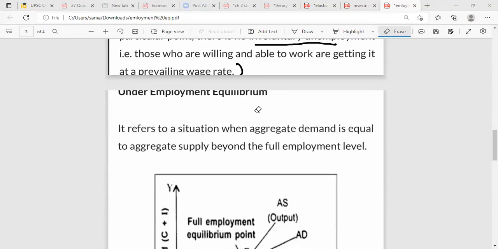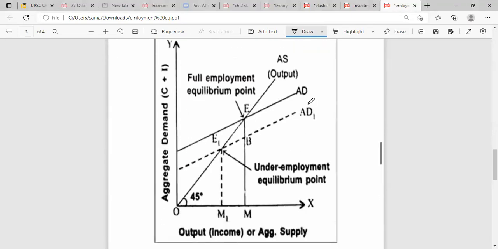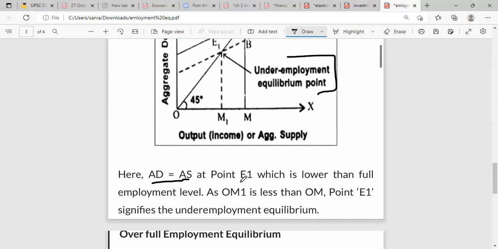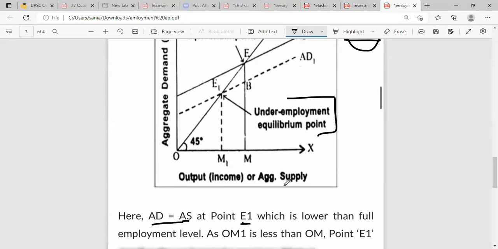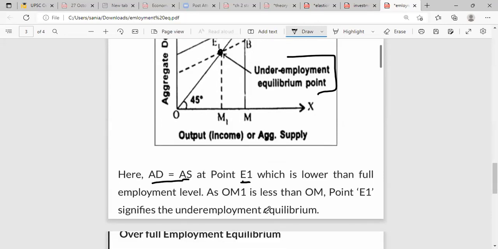Okay. Now, underemployment equilibrium. It refers to a situation when aggregate demand is equal to aggregate supply, so they are equal, but below the full employment. So it is under. This is your AS, and this was the equilibrium point. It is under, so your AD will lie here. This situation is basically the underemployment point. Now the explanation: AD equals AS at point E1, which is lower than full employment. Full employment is here, but this is lower than full employment. So this is basically underemployment equilibrium.